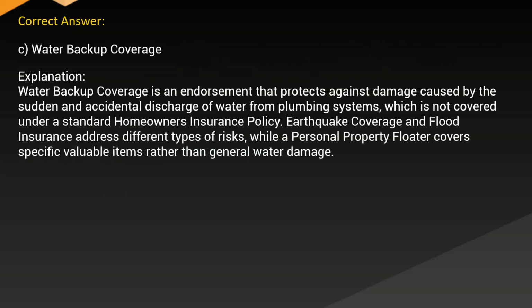Correct answer. C. Water backup coverage. Explanation. Water backup coverage is an endorsement that protects against damage caused by the sudden and accidental discharge of water from plumbing systems, which is not covered under a standard homeowner's insurance policy. Earthquake coverage and flood insurance address different types of risks, while a personal property floater covers specific valuable items rather than general water damage.